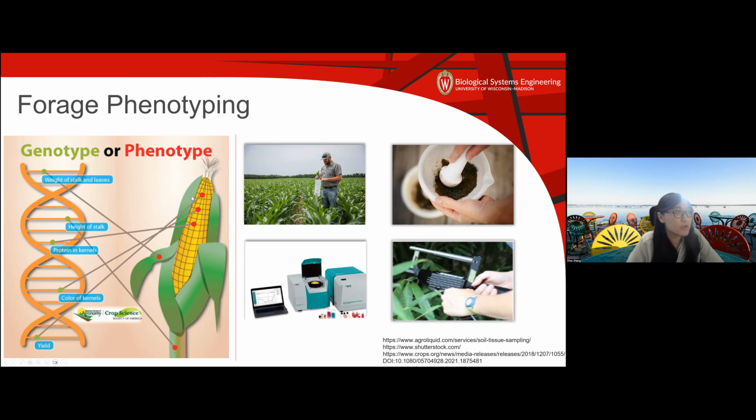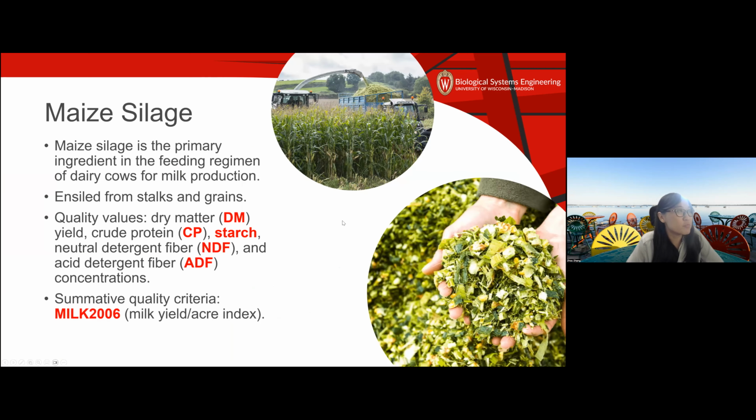There are different types of forage crops, and in this project, we specifically target maize silage, which is the primary ingredient for feeding dairy cows, and also because I'm in Wisconsin, we are a big dairy state, so we have a lot of maize silage planted here. There are also other types of forage crop like alfalfa, but in this work, we mainly focus on maize silage. But I also want to mention that the data and models we develop in this project could be applied to other agricultural commodities.